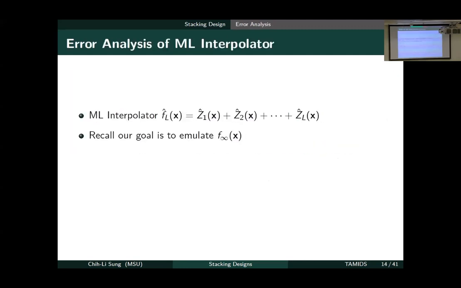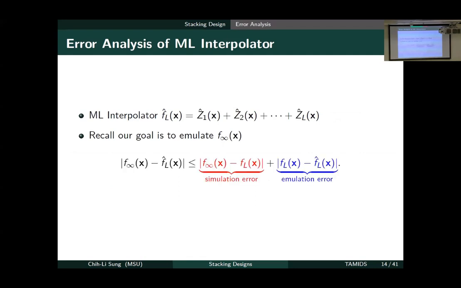All right, so we have this interpreter as our model to predict the simulation output. So let's develop some theory here. Recall that our goal is to emulate these two solutions, right? So the error between these two solutions and your interpreter can actually be bounded by this. So there are two terms.